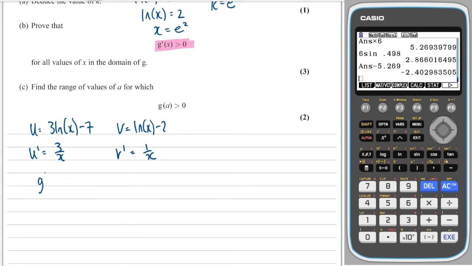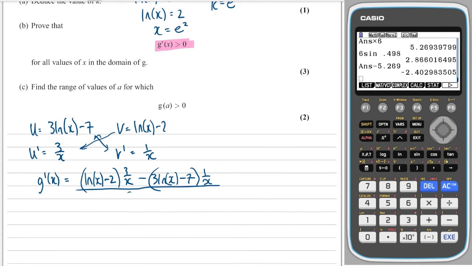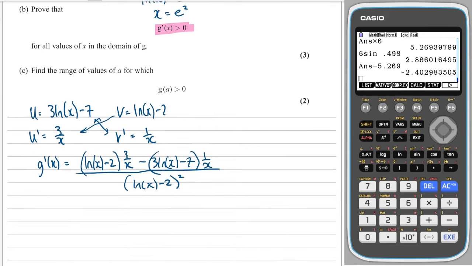And now we can say that the derivative of g is v, always start with v, so ln x minus 2 multiplied by u dash, which is 3 over x, and then minus these two multiplied together, which is 3 ln x minus 7 multiplied by 1 over x. And that is all over v squared, which is ln of x minus 2 all squared. No one likes the quotient rule. Okay, we've got to show that that's greater than 0.